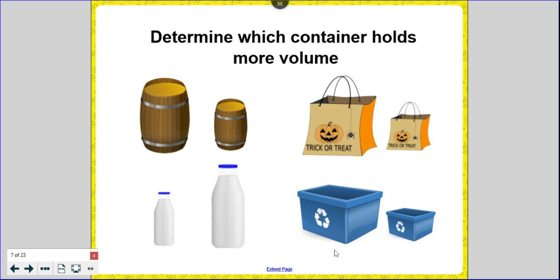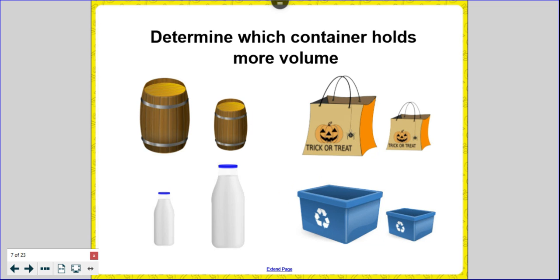I have another question for you. If you are recycling tin cans, that means you are sending them off to be crushed down and melted down and made into something else. Which container here for recycling could hold more cans? Which one could hold the most? This one or this one? You're right. The one that is the biggest can hold the most. So I would choose this one to hold the most cans for my recycling.